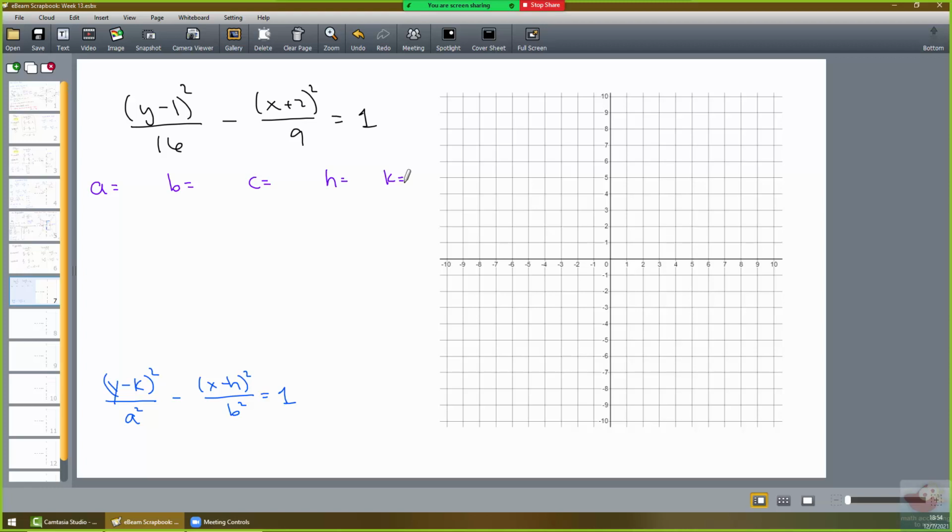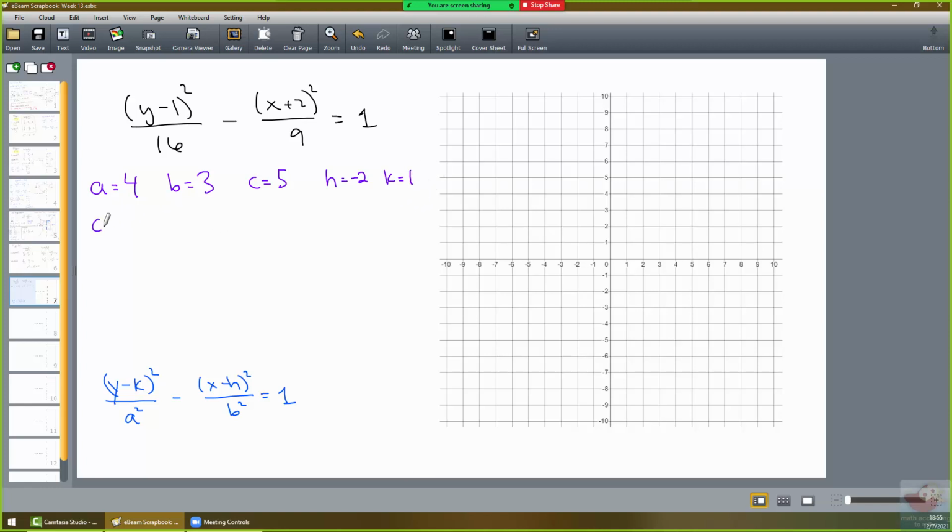What is A equal to? Four. Yep. B is equal to? 3. Good. C? 5. Yep. Because that's 4 squared plus 3 squared, which is 25. So C is 5. H, be careful. Would that be -2? Very good. H is always with X, K is with Y, K is 1.